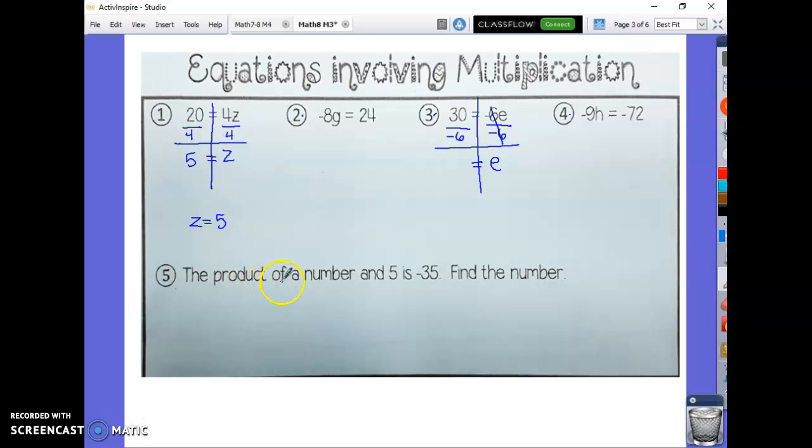The product of a number and 5 is -35. Find the number. The product means multiplication, right? So the product of a number, so you're multiplying a number by 5, and that's going to give you -35. A number x times 5 gives you -35. That's how you set it up. And go ahead and solve for x on your own, guys.